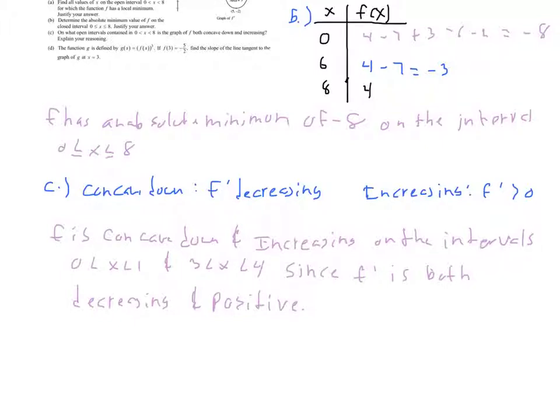All right, lastly, the function g is defined by f of x to the third. Find the slope of the line tangent at this x value. So if we want to find the slope, g prime of x will be equal to 3 times f of x squared times f prime of x. So that's a case of the chain rule.